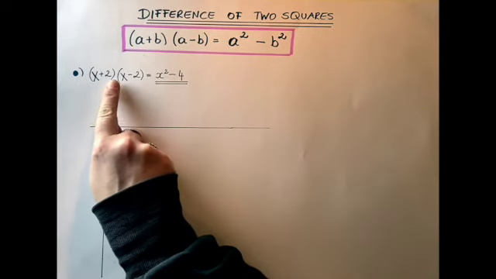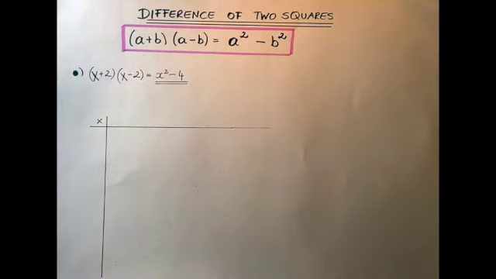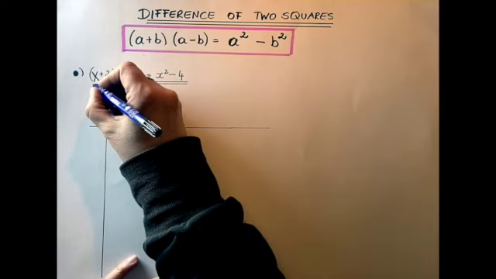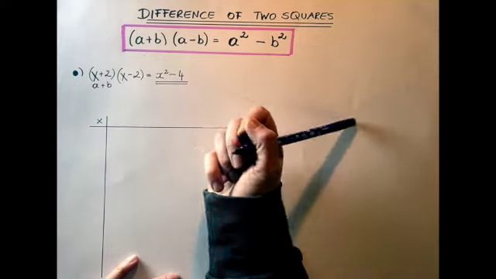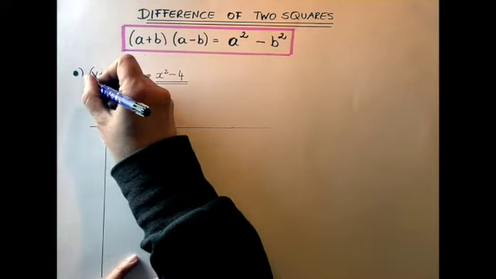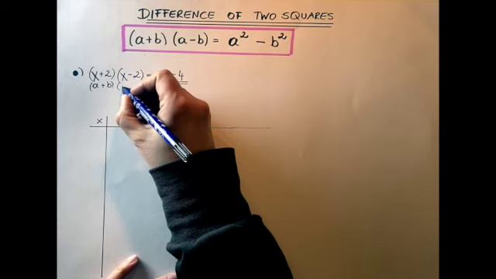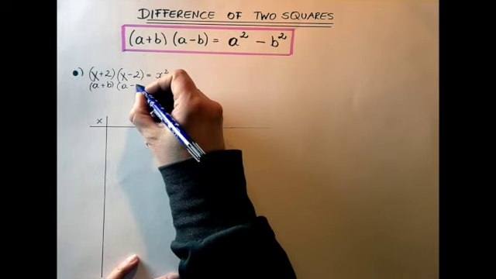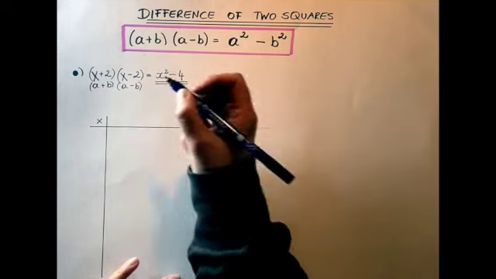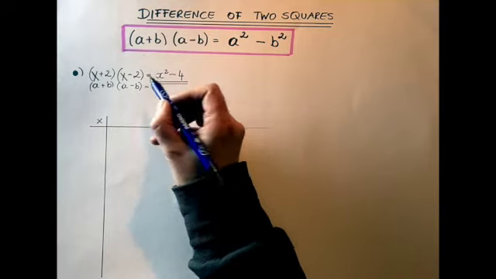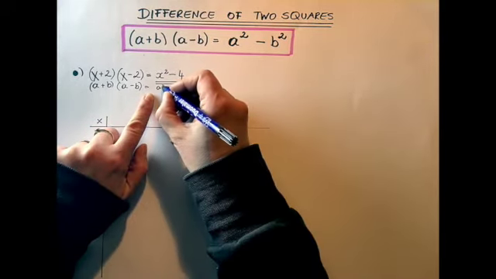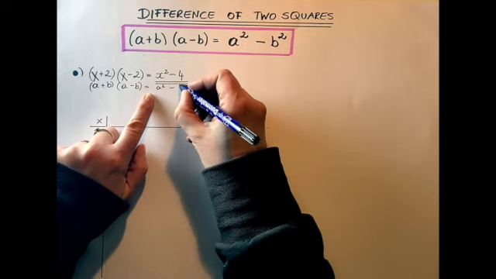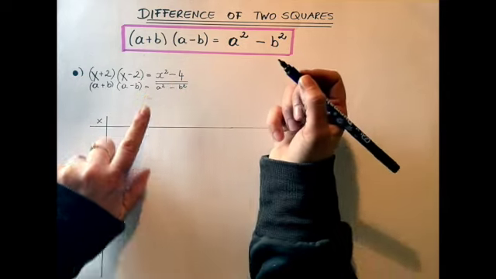x plus 2 times x minus 2. So our x is the A, our 2 is the B, times A minus B. And our law says that this gives us A squared take away B squared. Now let's check.